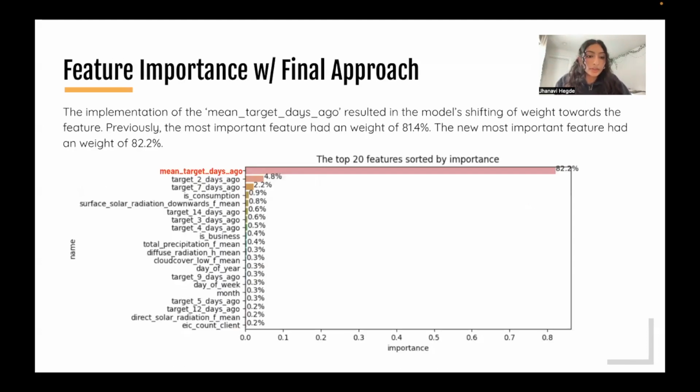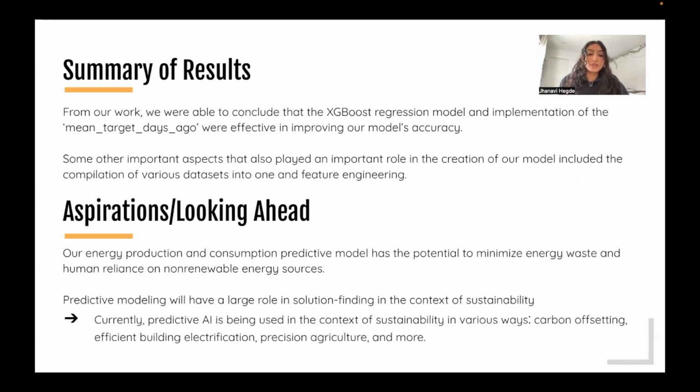With the implementation of the mean target days ago, the model shifted its weight towards that feature. Previously, the most important feature had a weight of 81.4%. The new most important feature had a weight of 82.2%. From our work, we were able to conclude that the XGBoost regression model and implementation of the mean target days ago were effective in improving our model's accuracy. Some other important aspects that also played an important role in the creation of our model included the compilation of various data sets into one and feature engineering.